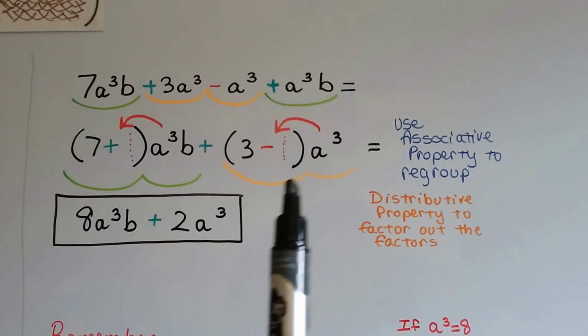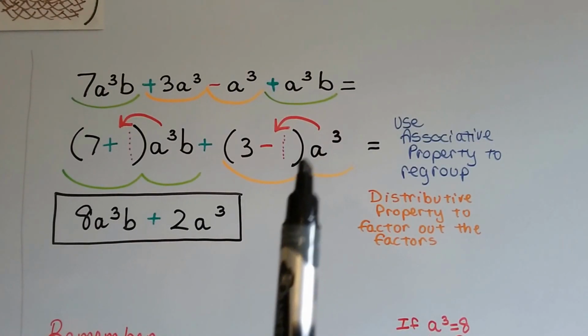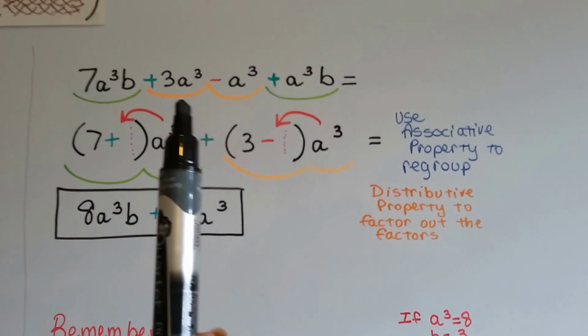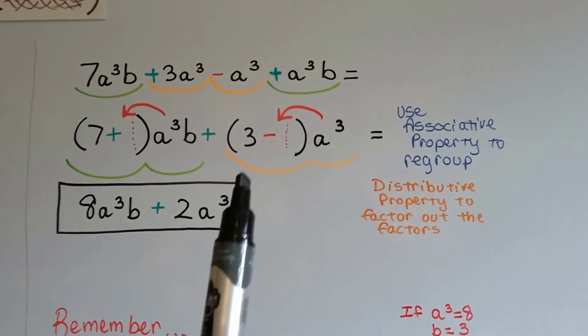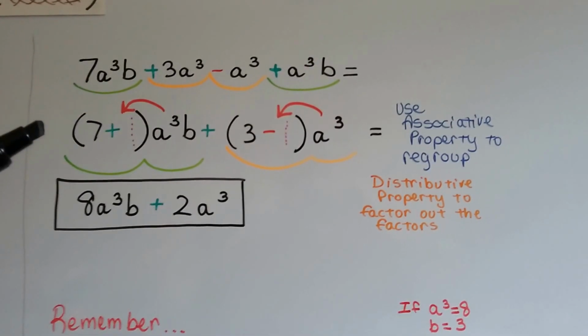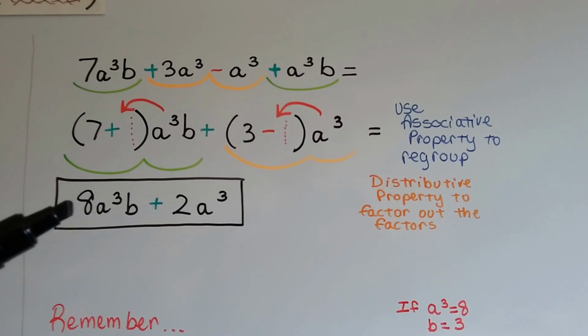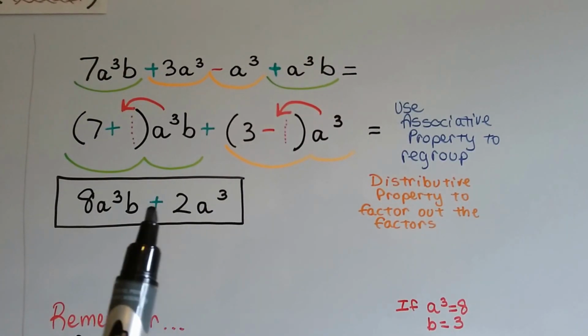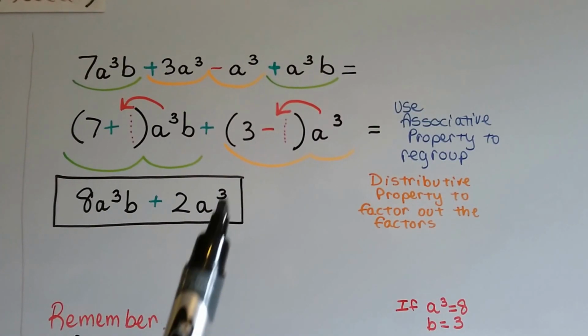And the a to the third power can go to the 1 and to the 3, the negative 1 and the 3, to make it become like this. So see how we factored them out? Now, 7 plus 1 is 8, so we've got 8 a to the third b, and 3 take away 1 is 2, so we've got plus 2 a to the third.